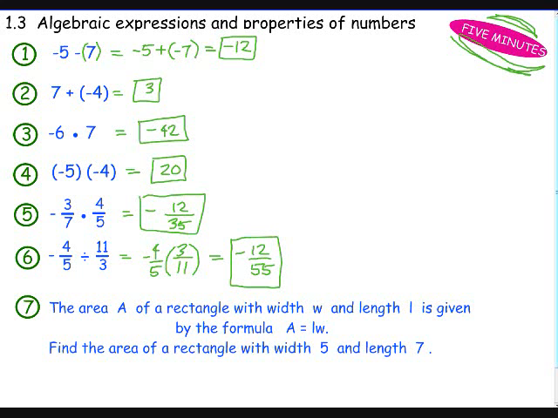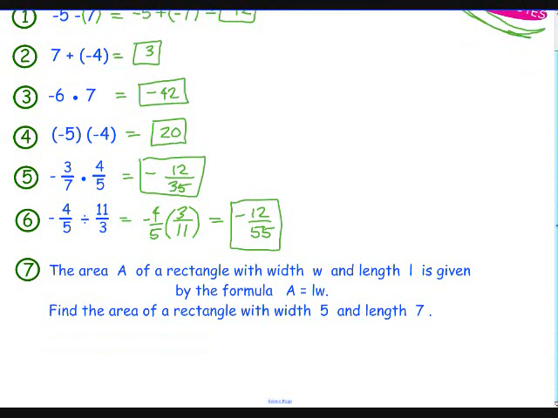And finally, the area of a rectangle with width W and length L. We know we can find the area of a rectangle by multiplying the length times the width. So what is the area of a rectangle that has a width of 5 and a length of 7?